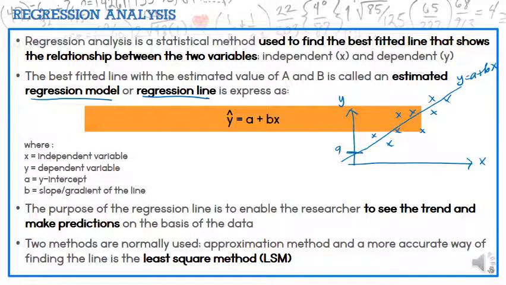Okay, so the purpose of the regression line is to enable the researcher to see the trend and make prediction on the basis of the data. So two methods are normally used. We use approximation or a more accurate way of finding the line is by using the least square method. So we can use LSM to find the regression line.